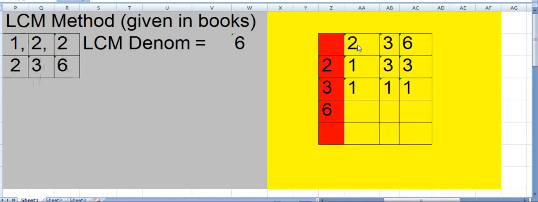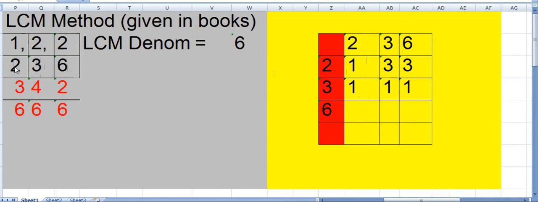See over here. Write the three numbers 2, 3 and 6. Then go on dividing. 2 is divisible, 3 is not divisible, so 3 stays like that. 2 3s are 6. Then 3 1s are 3, 3 1s are 3. Go on until we get 1, 1, 1 over here. Then the LCM is 2 multiplied by 3. All these numbers are multiplied and you get 6. It's explained in my earlier videos also. Kindly check there.